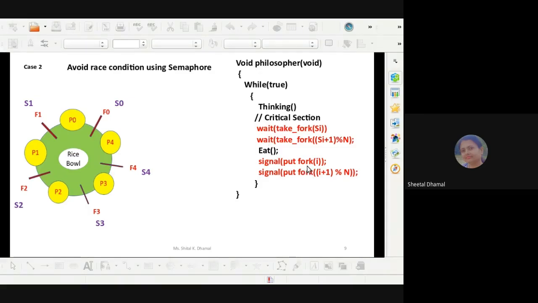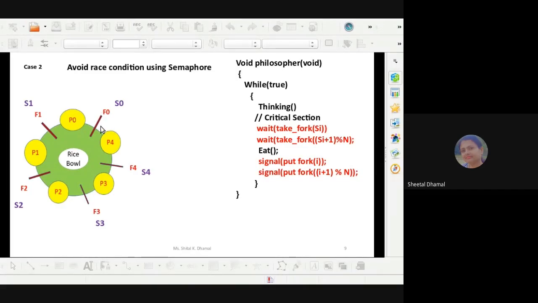And when the philosopher is releasing the resource, for this put fork operation we use the signal operation. Now I am representing all the forks by using other variables, s0, s1 up to s4. As we are using semaphore variables here, by using the semaphore we are avoiding the deadlock. Suppose the philosopher is initially thinking, then all the forks are present on the table.